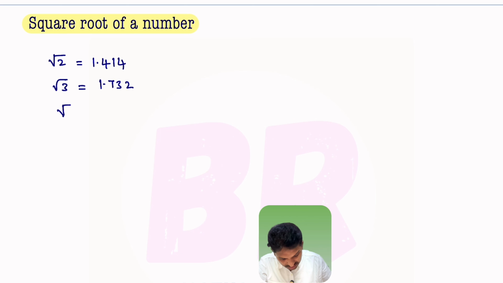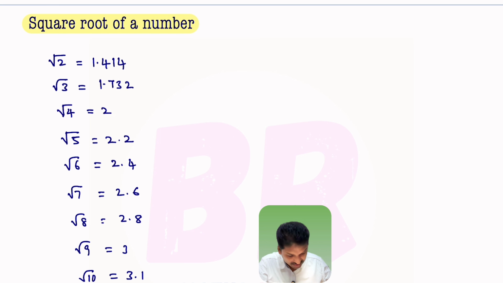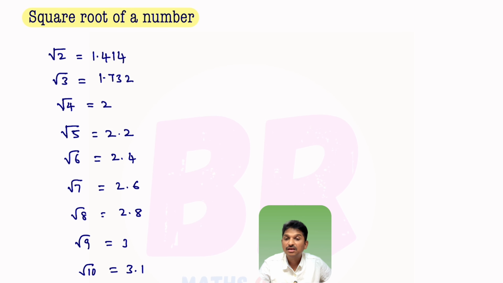Root 4 value, obviously you know, root 4 is 2. Root 5 value is 2.2. Root 6 value is 2.4. Root 7 value is 2.6. Root 8 value is 2.8. Approximately I am writing. Root 9 value is 10. Root 10 value is 3.1. These numbers may be useful while solving the problems if you can remember. So this is square root of a number.